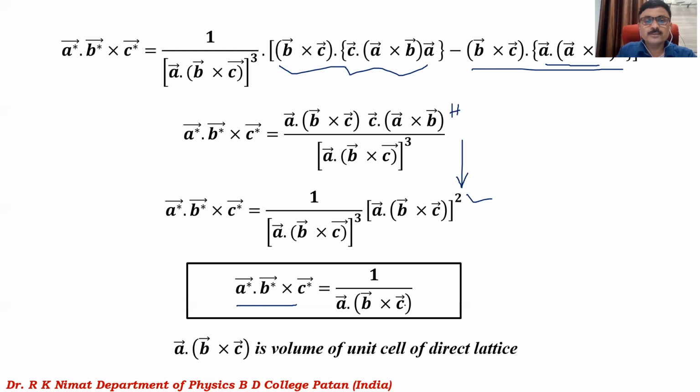So we can say, or it can be proved, that the volume of the unit cell in the reciprocal lattice is equal to 1 upon the volume of the unit cell in the direct lattice. Meaning we can also say that the volume of the unit cell in the reciprocal lattice is the reciprocal of the volume of the unit cell in the direct lattice. So in this way, we can prove these two properties.